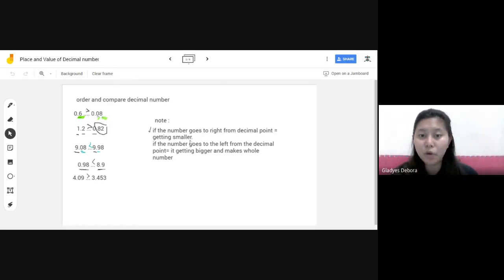If the number goes to the left from the decimal point, it gets bigger and makes the whole number. Okay.